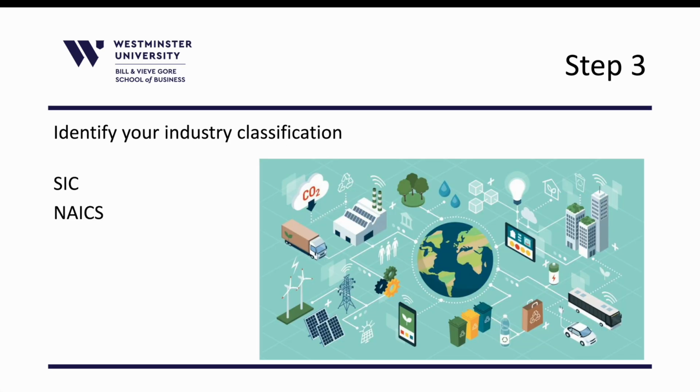Step 3, identify your industry classification. There are two different types of industry classification systems that you will want to know. First is the SIC, which is the Standard Industrial Classification, and the second is NAICS, which is the North American Industry Classification System. You can use these databases to find where your business operates. Here's something to note. Your business will fall under multiple categories, and that is okay.